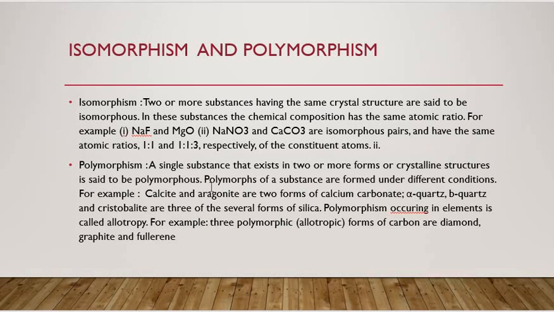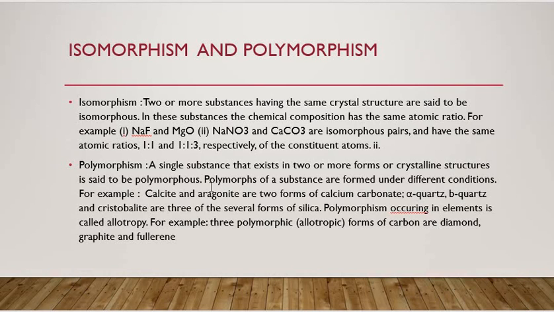Now, another two terms, isomorphism and polymorphism. Isomorphism. Two or more substances having the same crystal structure are said to be isomorphous. For example, sodium fluoride and magnesium oxide. They have the same atomic ratio: in sodium fluoride the atomic ratio between sodium and fluorine is 1:1. Similarly, in magnesium oxide, the ratio between magnesium and oxygen is 1:1.